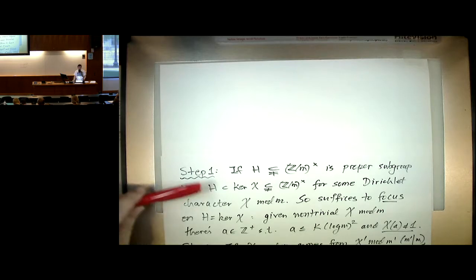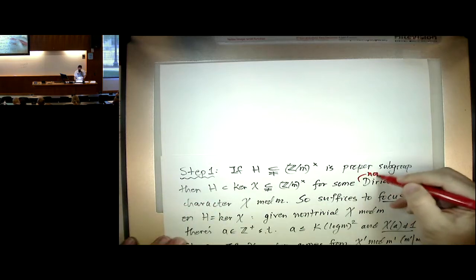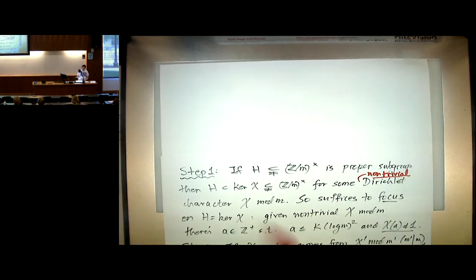But in any case, all proper subgroups lie in the kernel of a non-trivial character. The trivial character certainly contains everything in its kernel. So there's a non-trivial character whose kernel contains that subgroup, and the kernel will then be a proper subgroup itself. If you're trying to find an integer below some k log m squared outside of H, then there ought to be a number outside of the kernel of chi that's less than or equal to k log m squared. If I can find a number outside of this proper subgroup, then it's outside of the smaller subgroup. So it suffices to prove this theorem just for subgroups of the form kernel of a character. Okay?